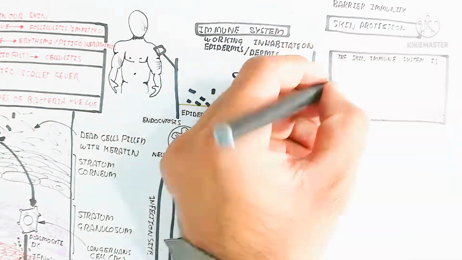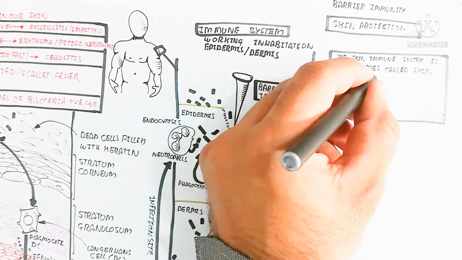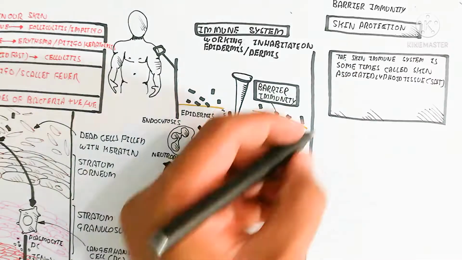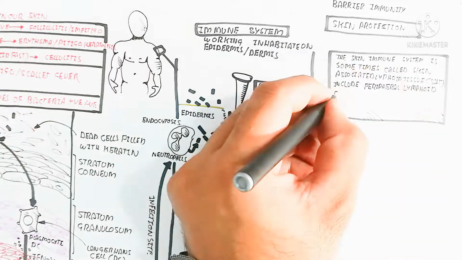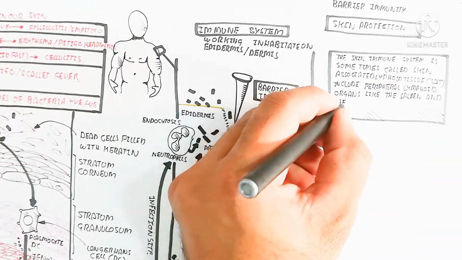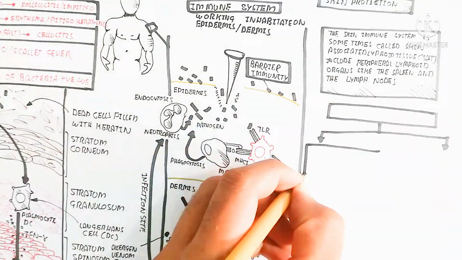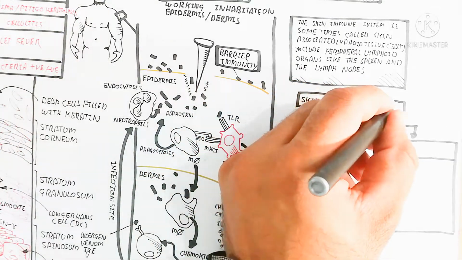So let's begin to understand the barrier immunity. First of all, the barrier immunity is the part of the skin which inhibits pathogen movement inside. The skin immune system is sometimes called skin associated lymphoid tissue, known as SALT, and includes peripheral lymphoid organs like the spleen and the lymph node, which are important for it.